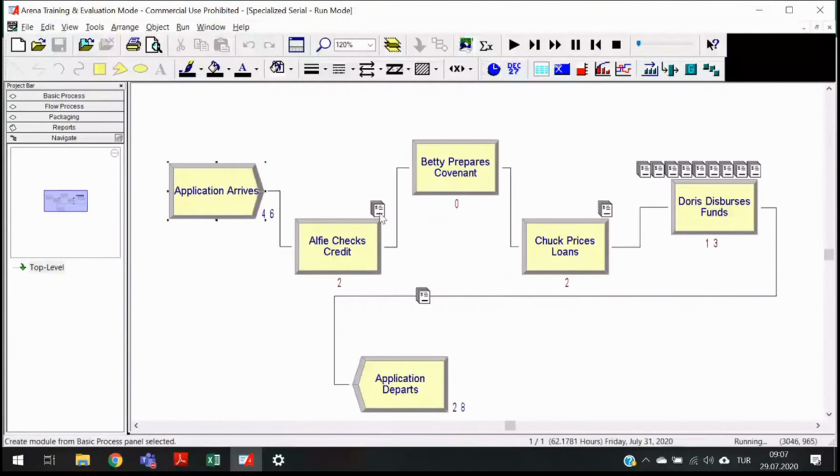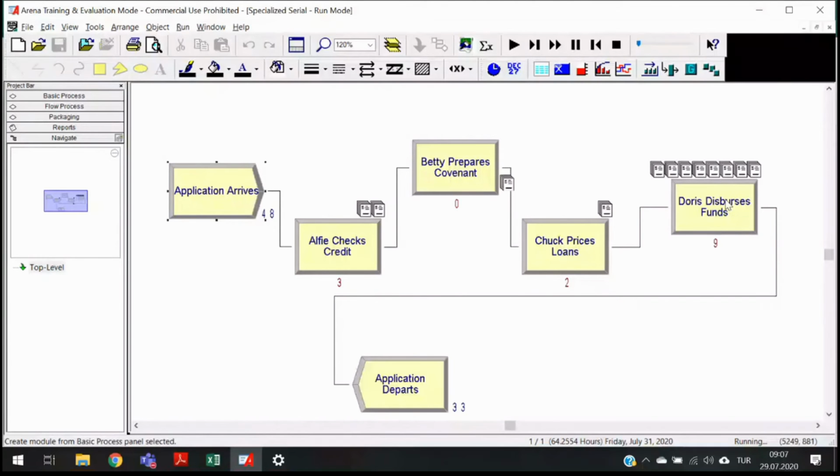So right now, there is a single person waiting in the queue of Alfie's process, now 2. In Betty's process, there is nobody waiting because most probably there is a very, very long process time, randomly generated at the process of Alfie. And here, at Betty, 1 person is getting a process now. But the longest queue we observe is at Doris. So this is not the thing that we are expecting, actually.